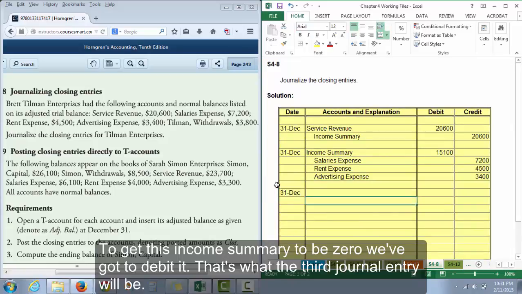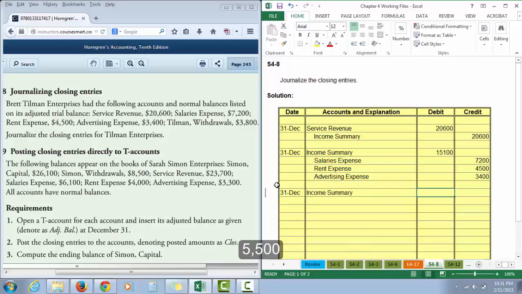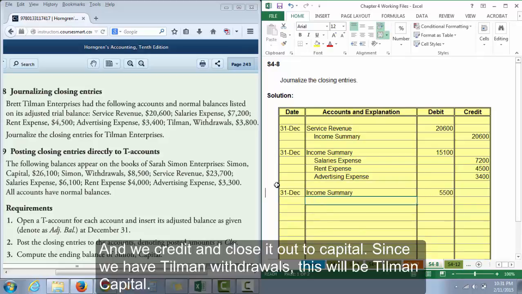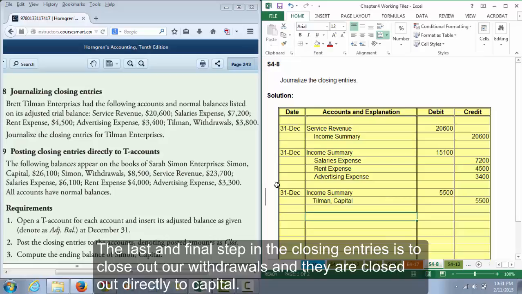We debit the income summary $5,500, and we credit and close this out to the capital. And since we have Tillman Withdrawals, this is going to be Tillman capital. Okay, so that's the third one.